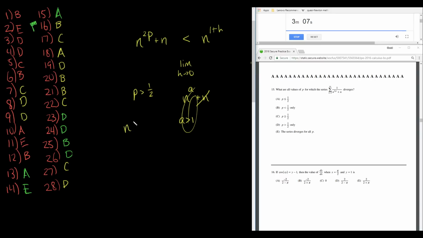Well, at a half, when p equals a half, we get n to the 1 plus n, which is n. So this is 2n, which is less than this in the limit to infinity. Okay, so I believe we're correct there.